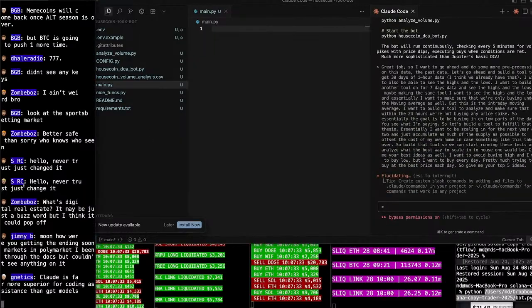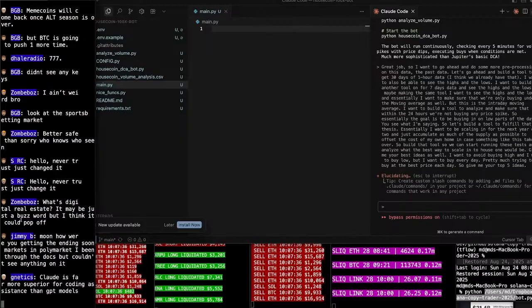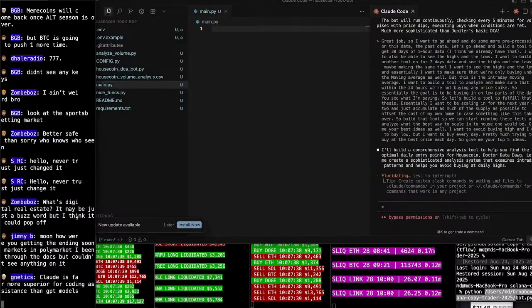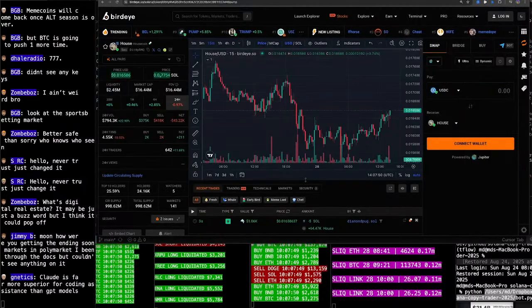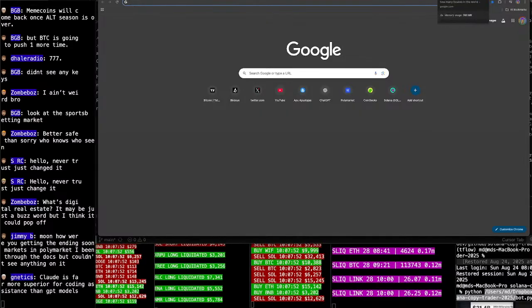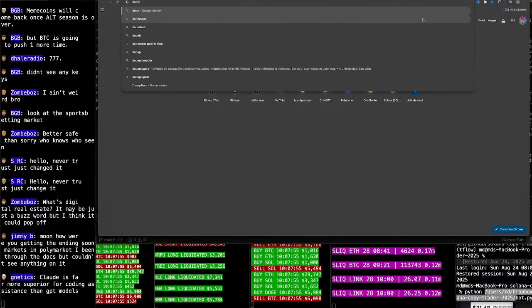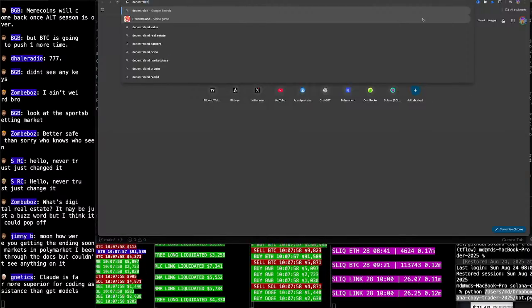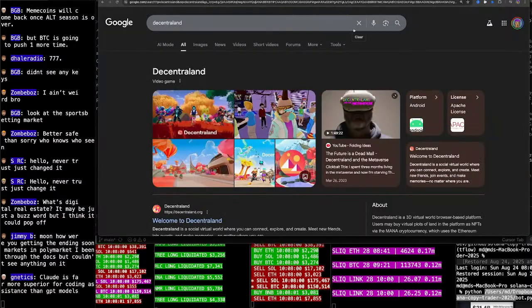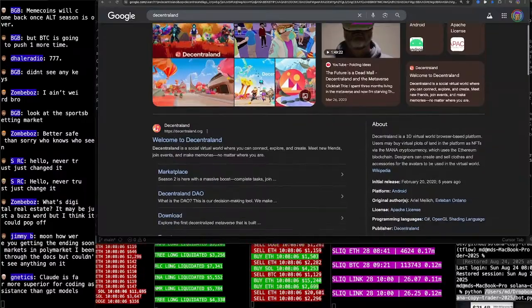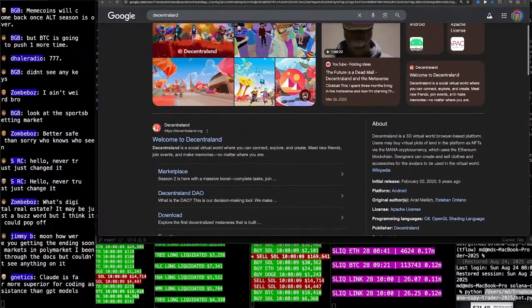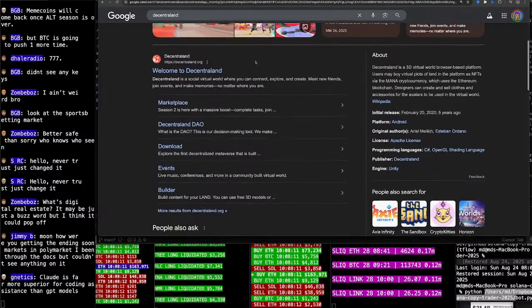Okay, so let's see. What's digital real estate? It may just be a buzzword, but I think it could pop off. Dude, I've been into this digital real estate thesis ever since Decentraland came out. I don't know if any of you guys remember Decentraland, but I've been so interested in the concept of digital real estate that I cannot fade Housecoin. I have to accumulate it. I have to. Because I was telling everybody about Decentraland before it popped off, and it launched in 2017, I think.